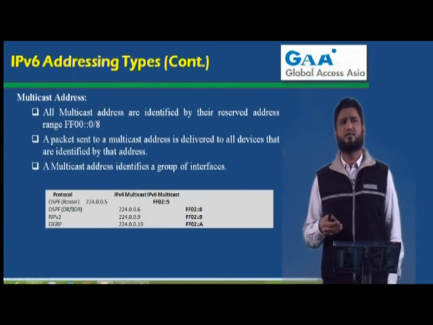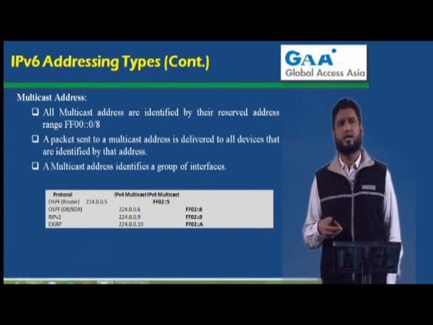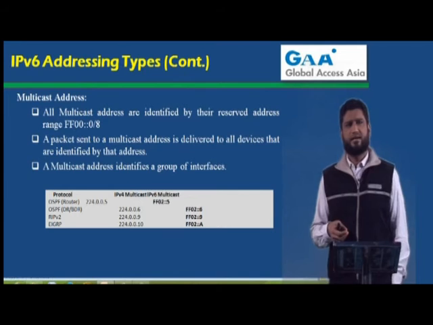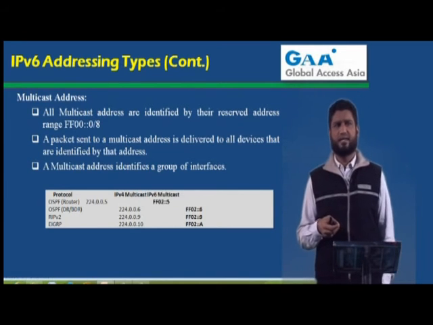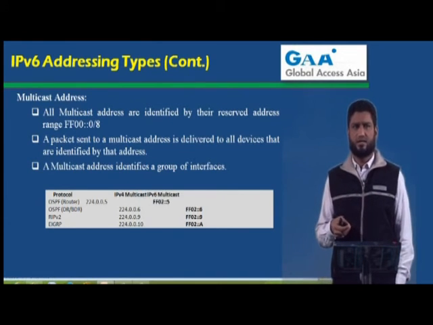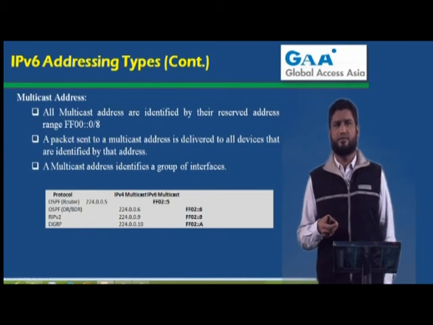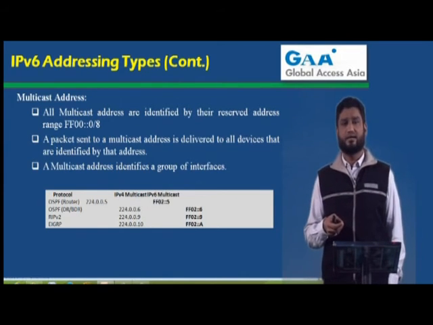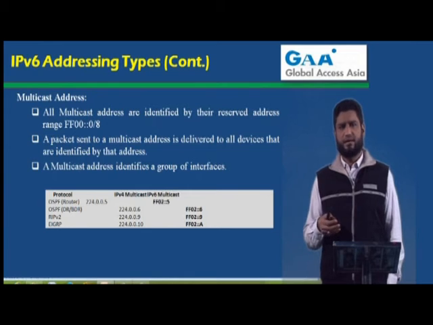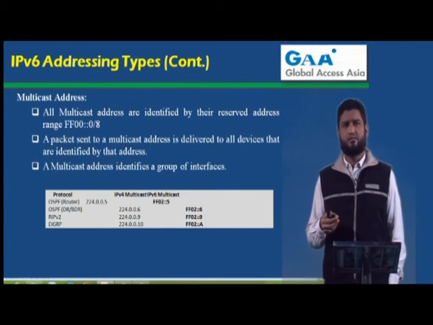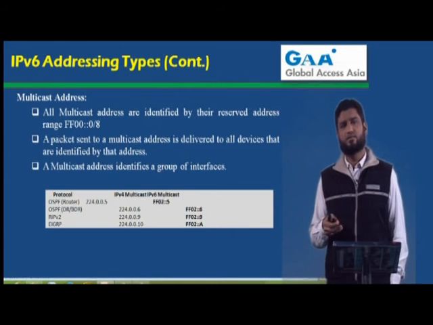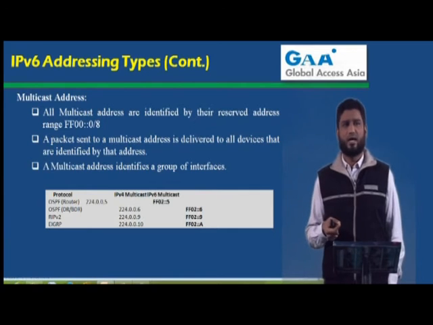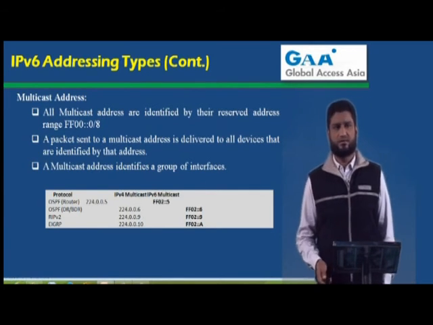IPv6 address types: as I also said, multicast means all multicast addresses are identified by their reserved address range FF00::/8. A packet sent to a multicast address is delivered to all devices identified by the address. That means some addresses will be identified, and some special hosts or workstations will be identified by the administrator and the packet will be sent to them. A multicast address identifies a group of interfaces.